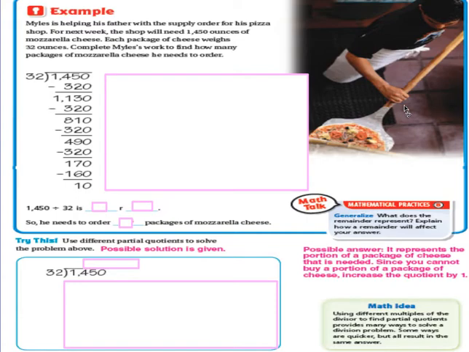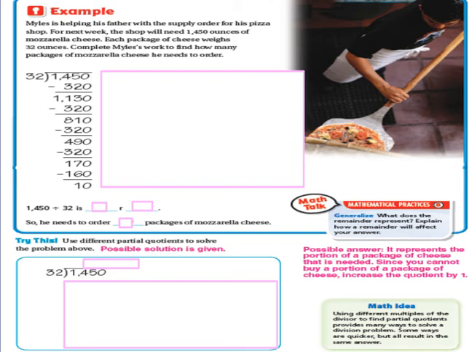All right, let's do one more. Let's not put this on your paper. Grab a whiteboard or piece of paper and let's do this one together there on the whiteboard. Or you can do it over here on the workspace. Alright, Miles is helping his father with the supply order for his pizza shop. For next week, the shop will need 1,450 ounces of mozzarella cheese. Each package of cheese weighs 32 ounces. Complete Miles' work to find how many packages of mozzarella cheese he will need to order.